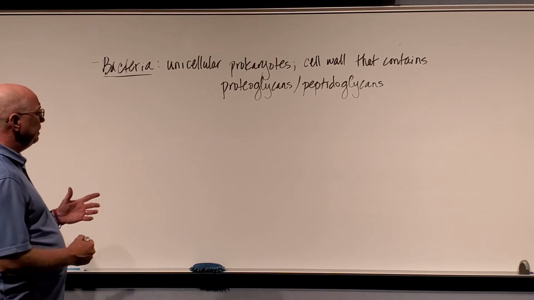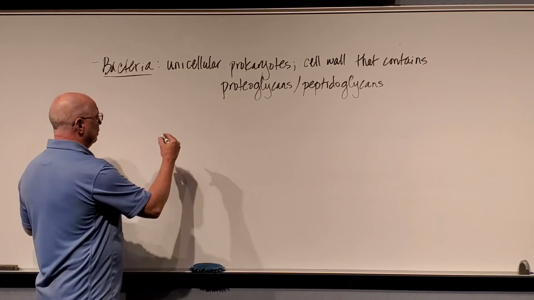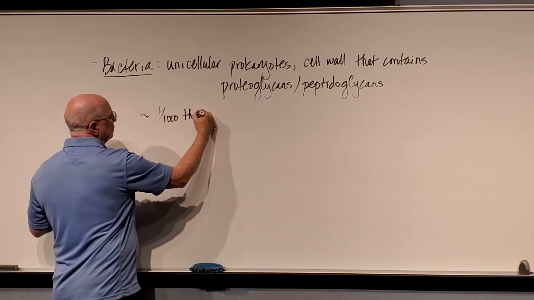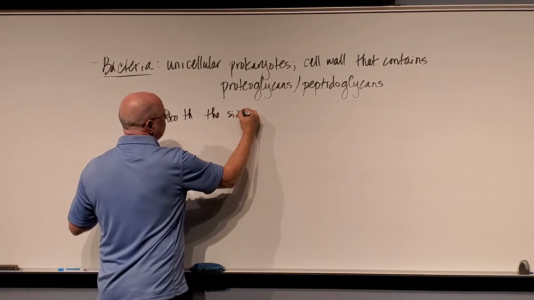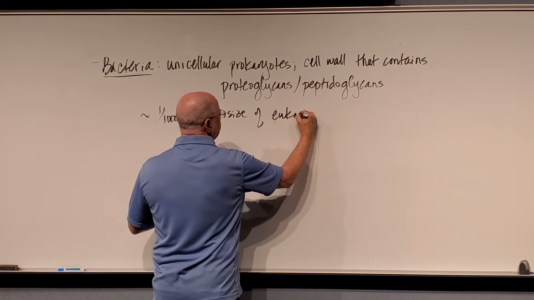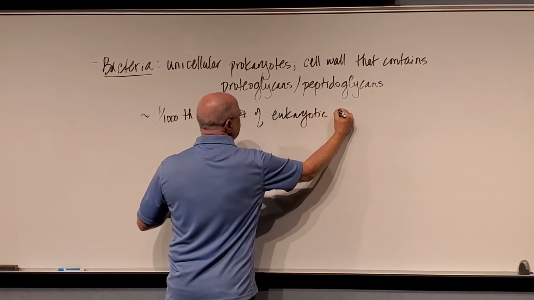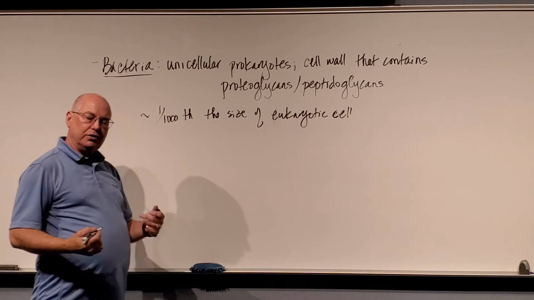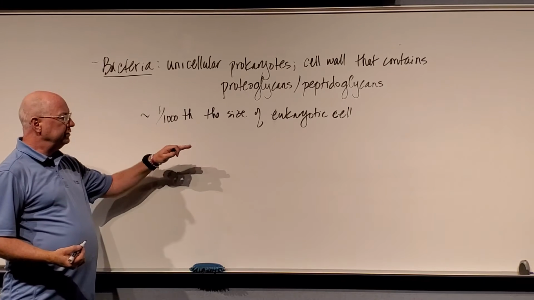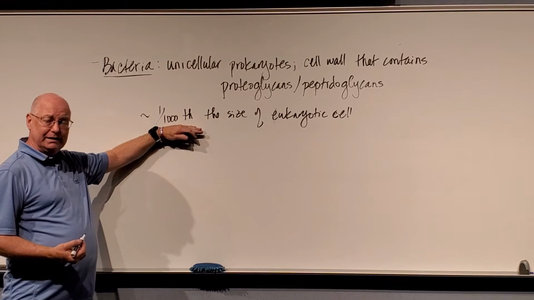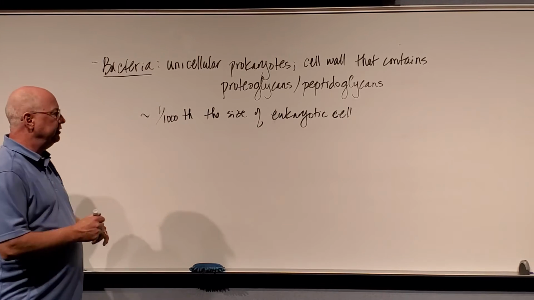Another thing we know about bacteria is that they're usually very small. They're usually 1/1000th the size of a eukaryotic cell. So if I were going to look at, say, a skin cell, or a typical eukaryotic cell that has a nucleus and membrane-bound organelles, these things are tiny. They can be 1,000th of the size of a eukaryotic cell.